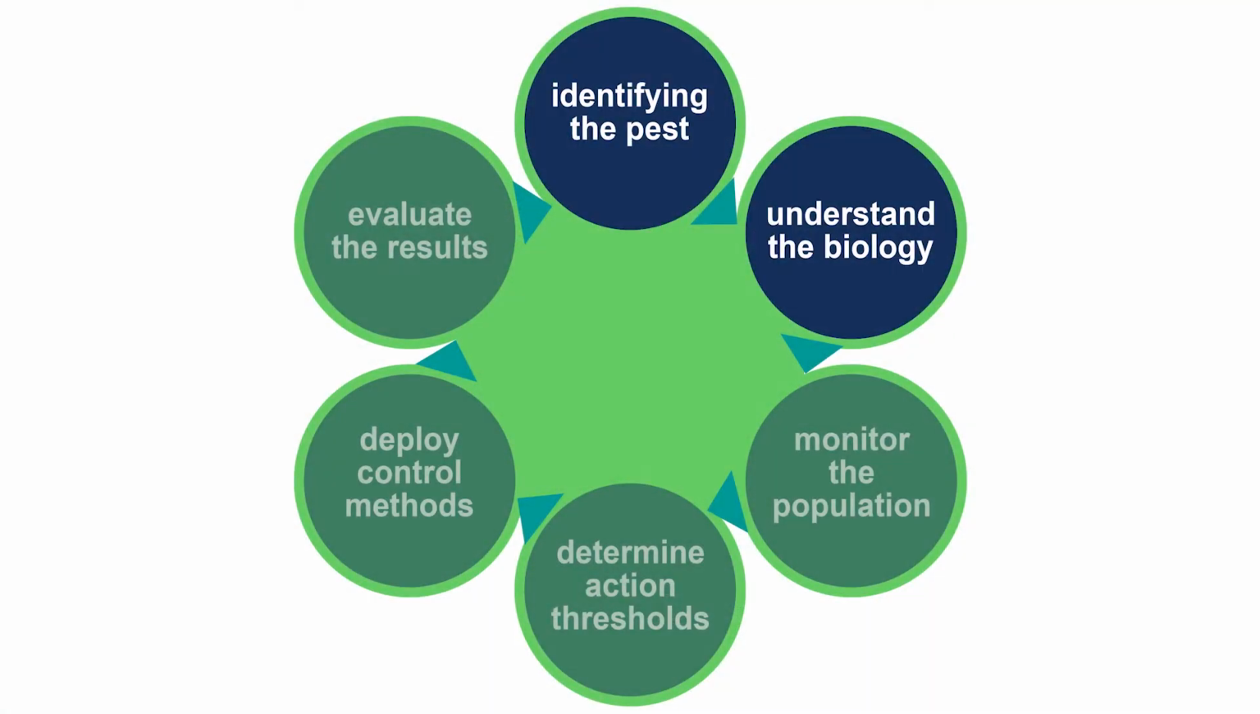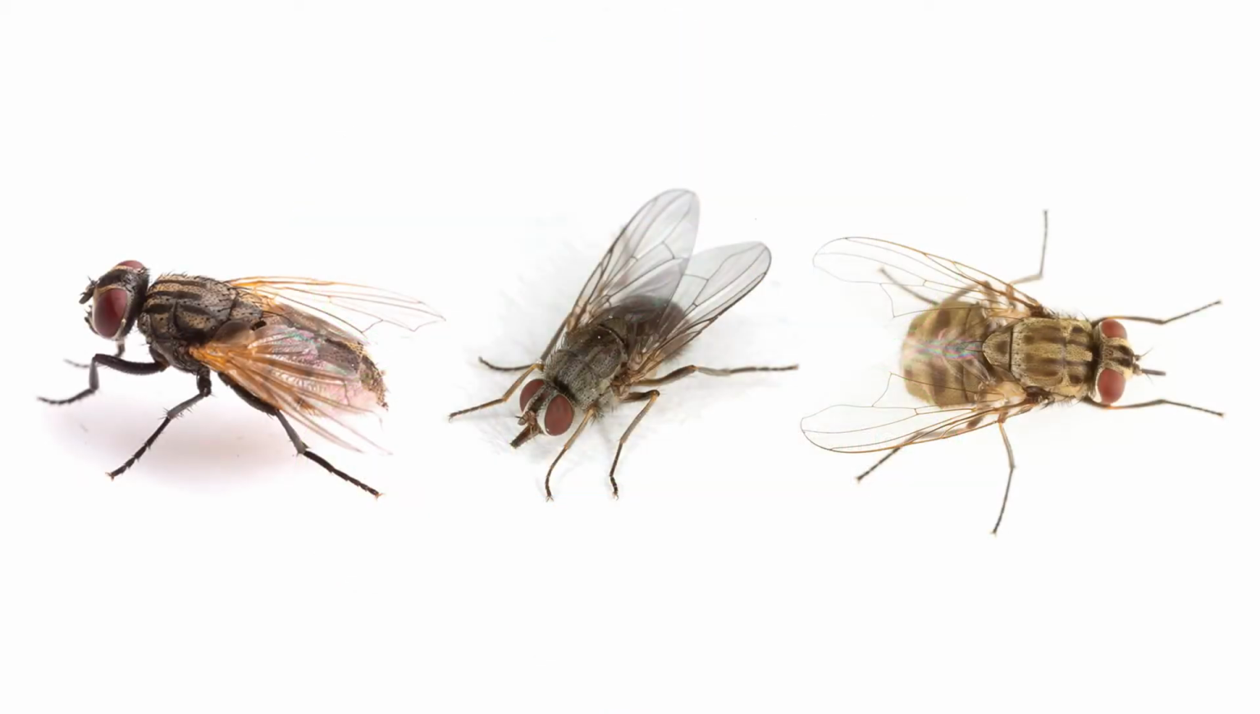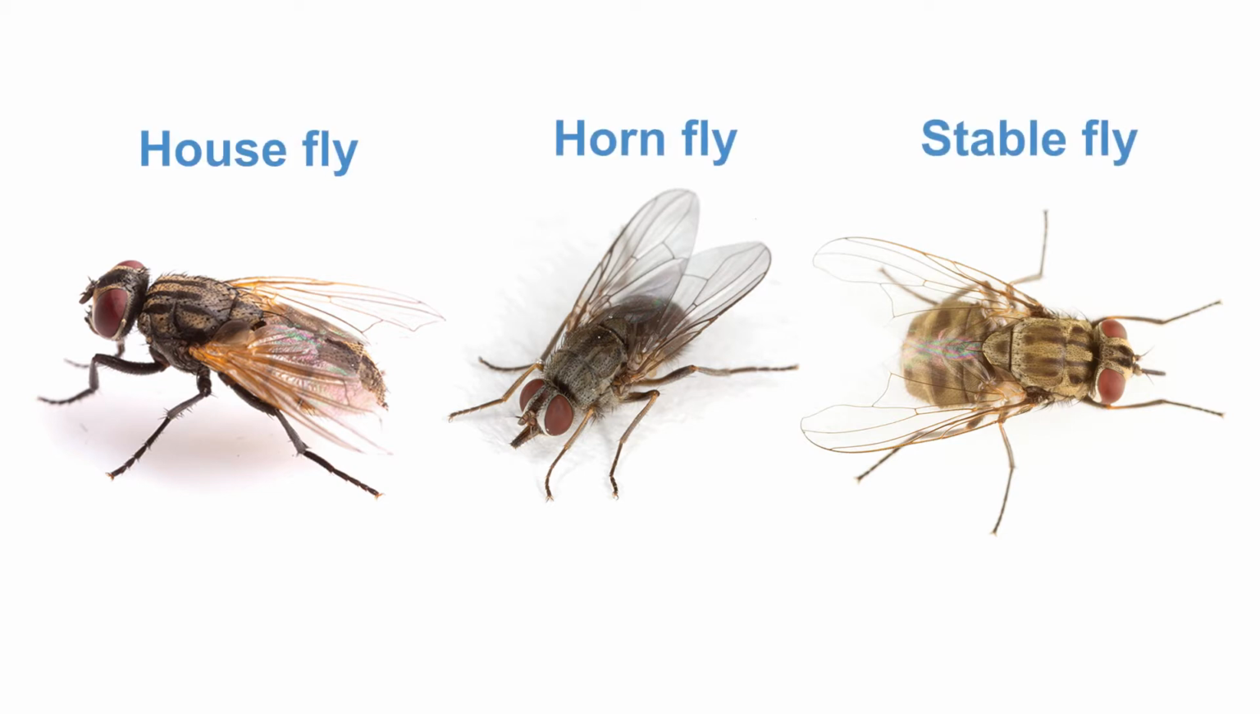Steps 1 and 2 are related and are probably the most important. These steps are to identify the pest fly species and to understand the biology of the pest. There are a few important pest flies found on animal facilities. Some fly species prefer certain types of animal facilities over others. The most common are houseflies, stable flies, and horn flies. Each of these flies has a different biology.